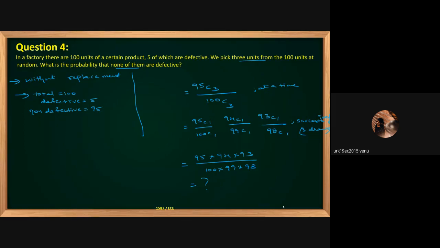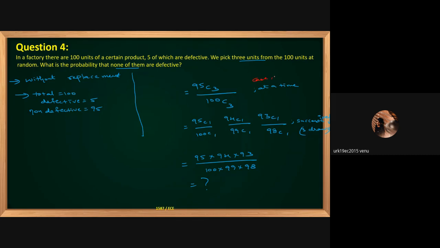So yesterday we have seen you can draw it successively one by one: first draw, second draw, third draw. Otherwise, we can also do it at a time. Once in one stretch, we can pick 3 units. On the left side, I have written without replacement because nothing is discussed about replacement. Whatever we have taken out, we are not going to put back. So you can do it in 2 different cases.